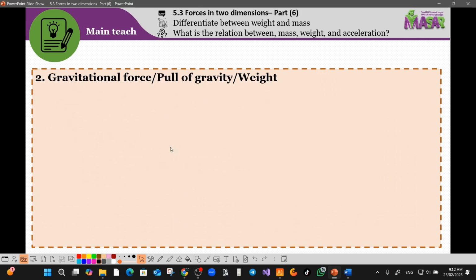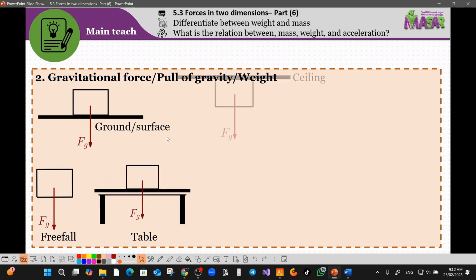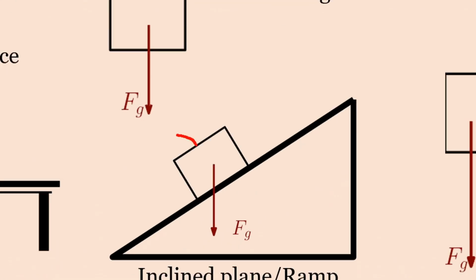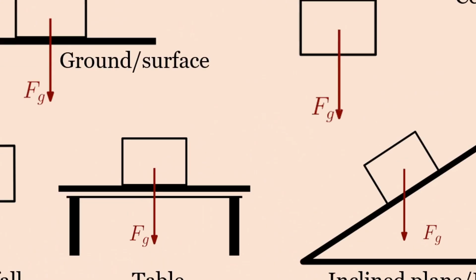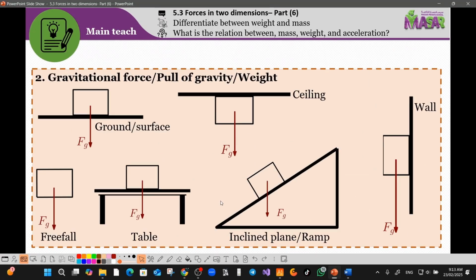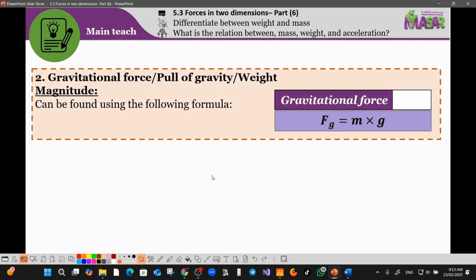Now, the other possible configurations for the system can be found here. What is common between all of these configurations is that the force of gravity always points downward. So even on an inclined plane, or even if the object is placed on a table or pushed against a wall, always and forever the force of gravity should be drawn pointing in the same direction.